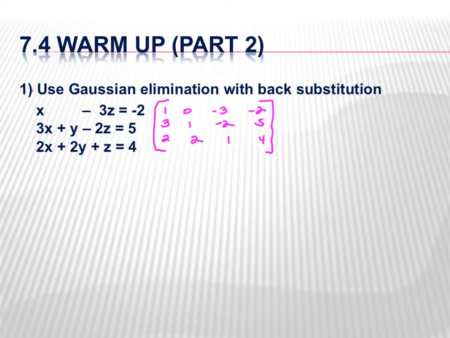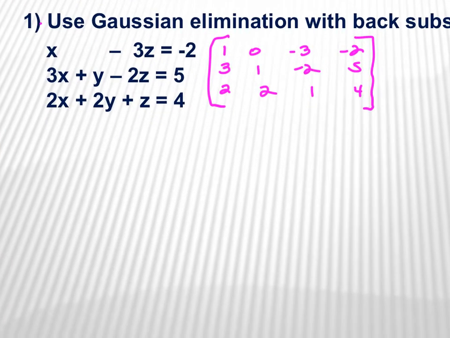All right, so usually my first goal is to do what? Get a 1 in that top left corner, right? Which it's already there, yes? So now I want to work my way down, like I try to make the L shape. So if I try to get a 0 where that 3 is, what's one way I could do it? -3 row 1 plus row 2.